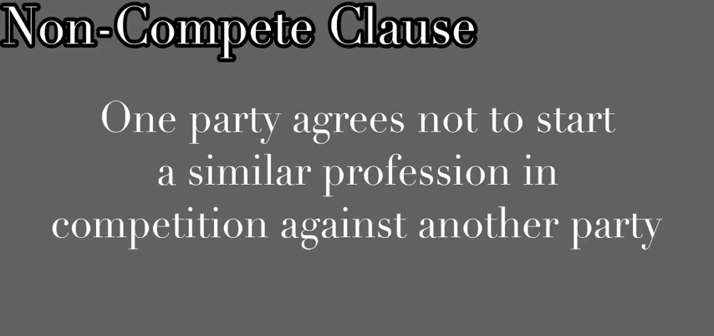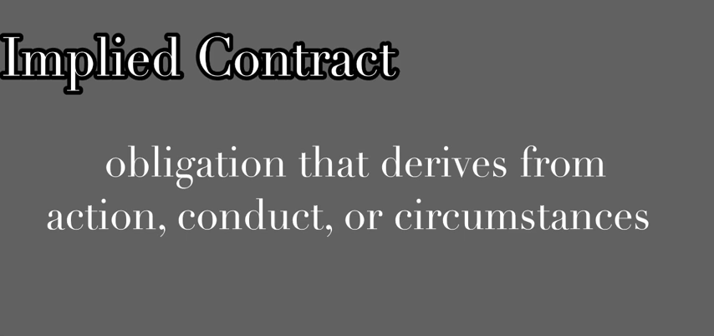Next up is a non-compete clause. Non-compete clauses is where one party agrees not to start a similar profession in competition against another party. Next up is an implied contract. An implied contract is an obligation that derives from actions, conduct, or circumstances. Basically, these are things that are already assumed while putting together the contract.